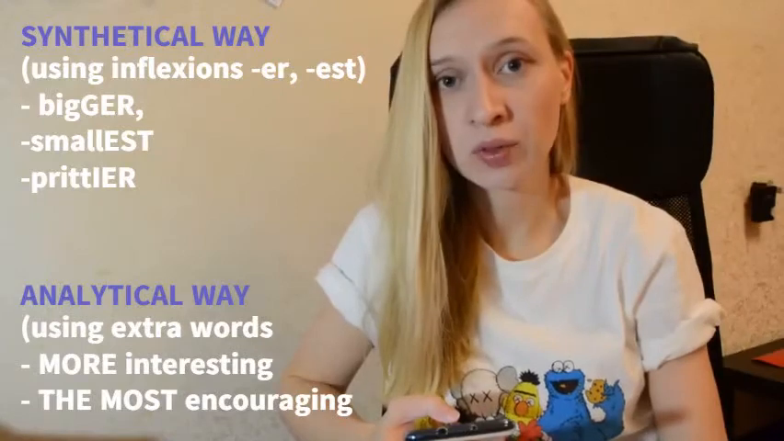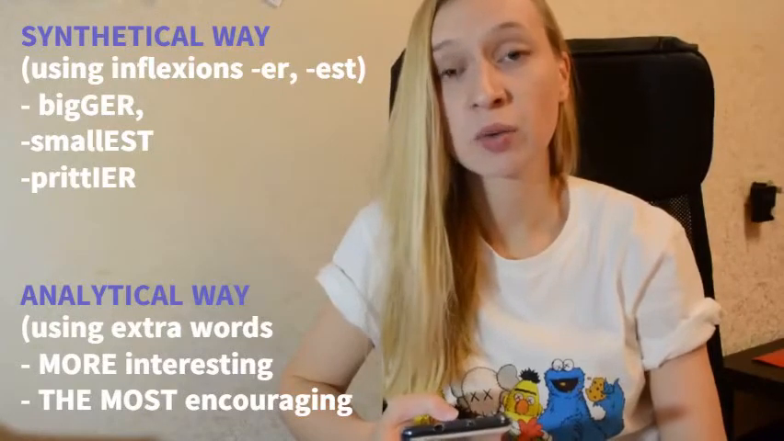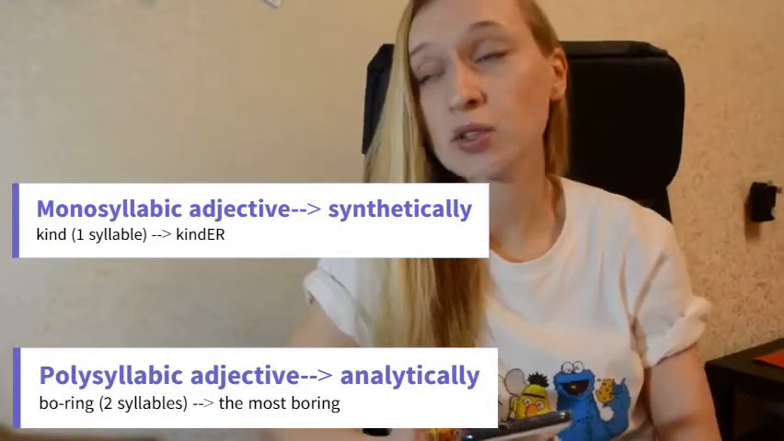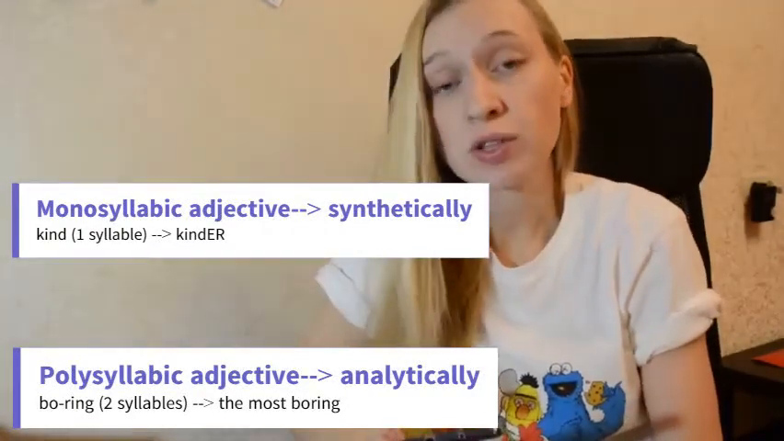You probably know that monosyllabic words, which comprise only one syllable, usually create their form by means of synthetical way. So it means that we add some suffixes. They are usually er and est. As for polysyllabic words, which consist of two or more syllables, they usually imply the usage of different words like more and most, but that's not always the case.